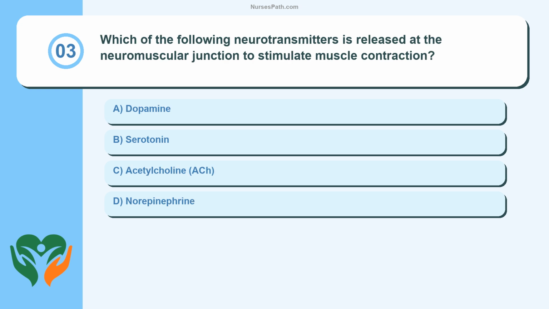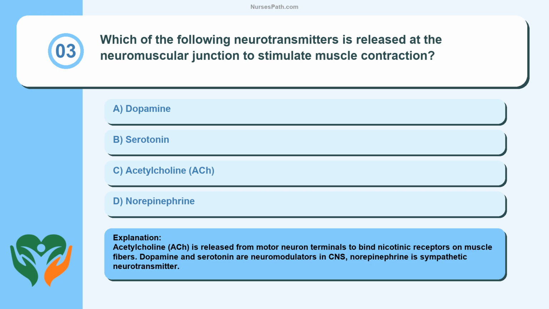Question 3. Which of the following neurotransmitters is released at the neuromuscular junction to stimulate muscle contraction? Dopamine, serotonin, acetylcholine (ACh), norepinephrine. Acetylcholine is released from motor neuron terminals to bind nicotinic receptors on muscle fibers. Dopamine and serotonin are neuromodulators in the CNS, norepinephrine is a sympathetic neurotransmitter.